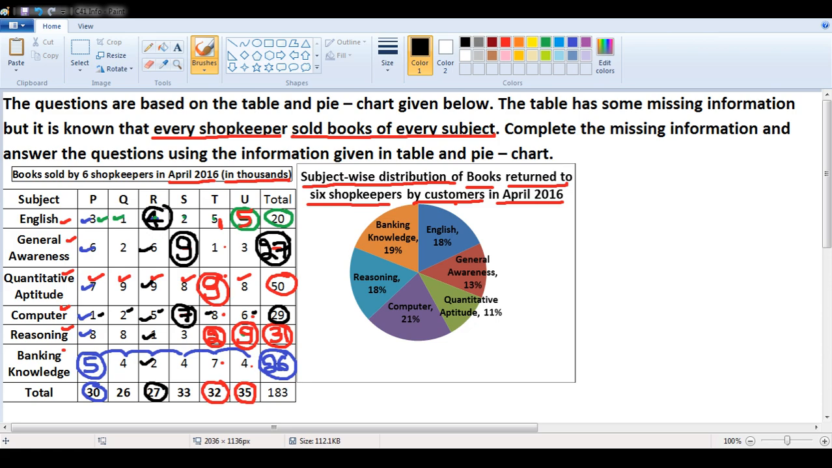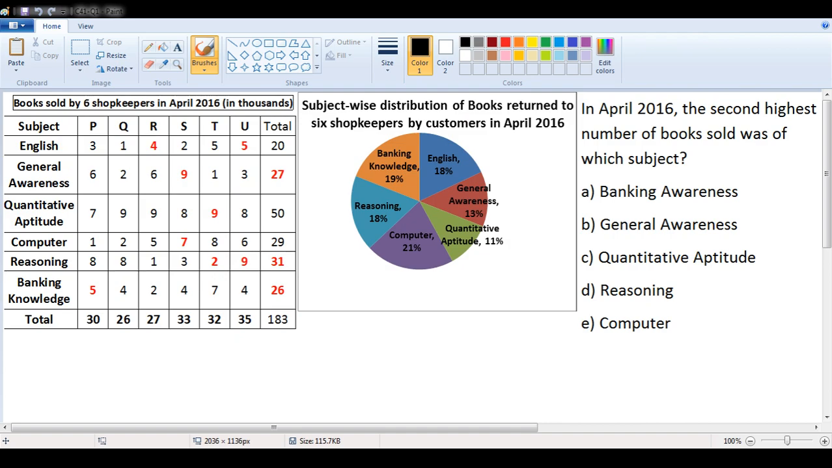The questions are very easy, straightforward, direct looking into the table. Table filling is important. Once you fill the table, questions are very, very easy. Now see the first question. In April 2016, the second highest number of books sold was of which subject? Second highest is what they are asking.